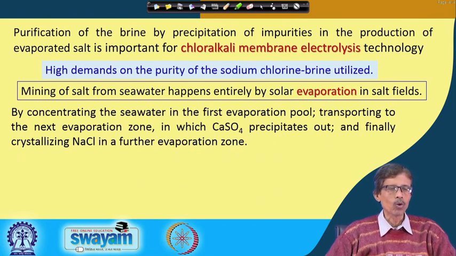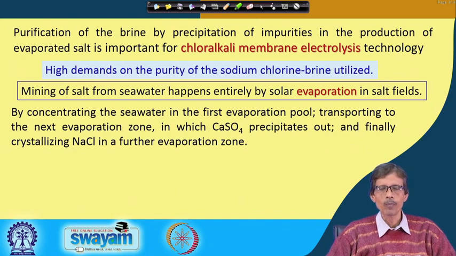So, what we do is concentrate the seawater in the first evaporation pool. We allow the seawater to enter that pool, and then we transport it to the next evaporation zone. The first evaporation pool can go for a little bit of evaporation, and it is then allowed to go to the second zone in which calcium sulphate precipitates out, since calcium sulphate is already there in seawater.